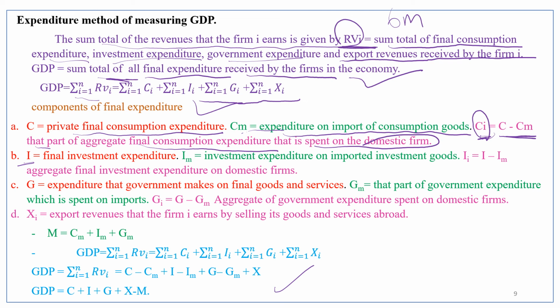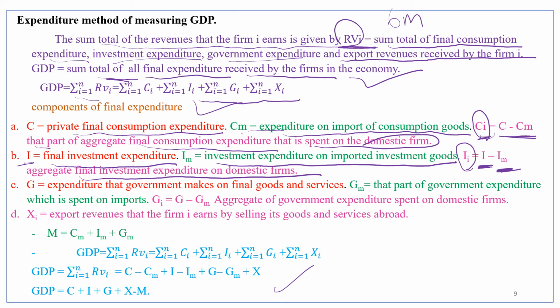If we consider I, it is the final investment expenditure. Im stands for investment expenditure on imported goods. If you want investment expenditure on domestic goods, then from the total investment, you have to deduct the investment on imports. The left out is Ii, and that Ii represents aggregate final investment expenditure on domestic items.